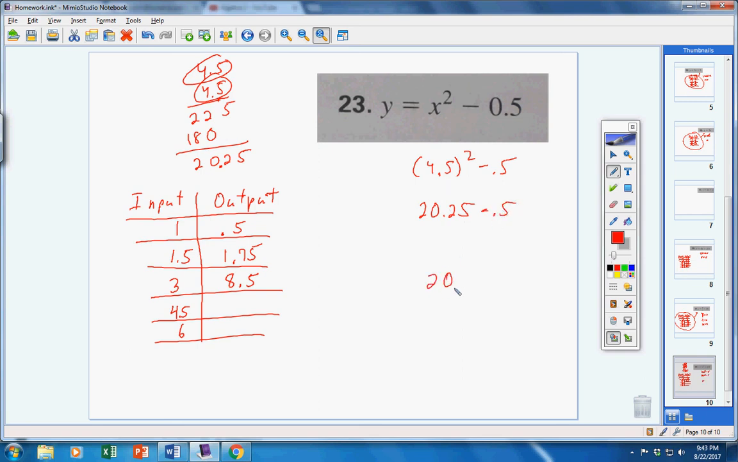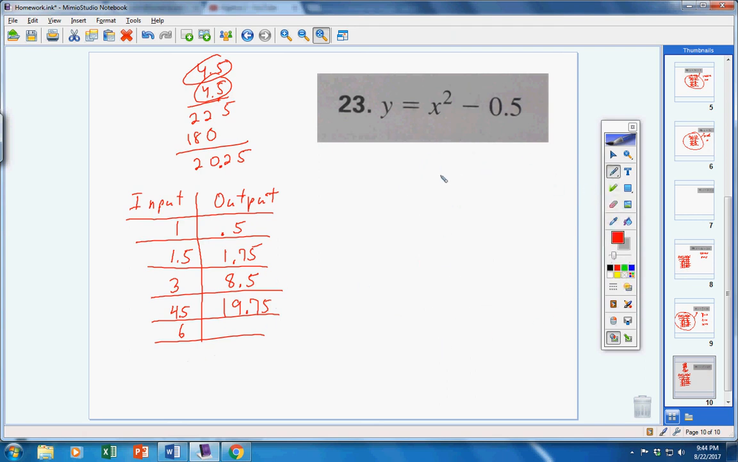So 20.25 minus 0.5. 0 here, 0 here, 0 here. 5 minus 0 is 5. You can't take 2 minus 5, so make your 2 become a 1, that's a 10. Make your 10 become a 9, that's a 1. 1 and 2 is 12. 12 minus 5 is 7. 9 minus 0 is 9. 1 minus 0 is 1. So 19.75. Okay. And last but not least, then we're finally done.